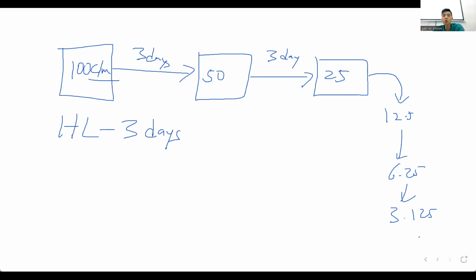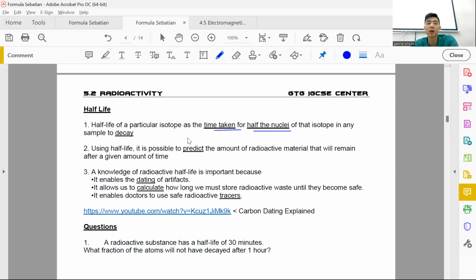Okay, so half-life, like I mentioned, is the time taken for half the nuclei of an isotope to decay. The current amount, not the previous amount. Using half-life, you can predict the amount of radiation materials to be given out after a certain amount of time. It is used for carbon dating, and to calculate how long I need to store radioactive waste before it becomes safe.